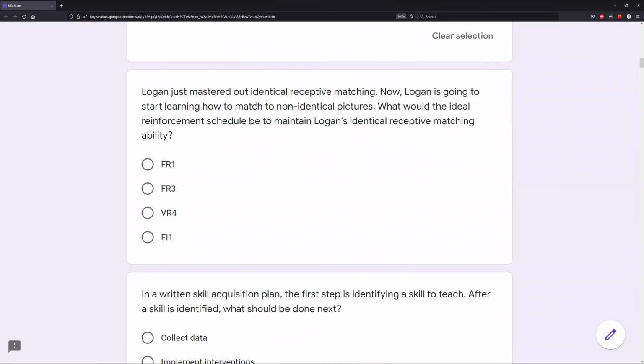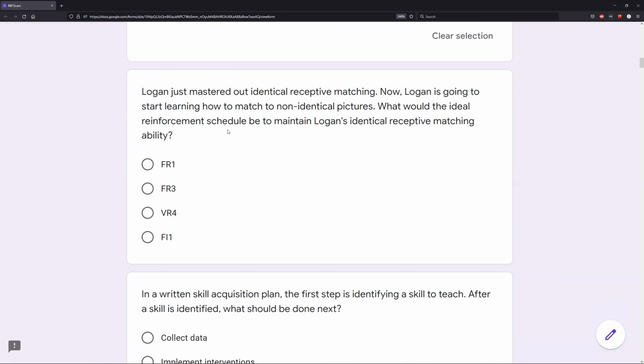Logan just mastered out identical receptive matching. Now, Logan is going to start learning how to match non-identical pictures. What would the ideal reinforcement schedule be to maintain Logan's identical receptive matching ability? Okay, that's a mouthful, right? So slow down, right? When we have long, wordy questions, let's just slow down. We're not going to panic. Let's identify what the question is asking. The question wants to know about the ideal reinforcement schedule to maintain Logan's receptive matching ability.